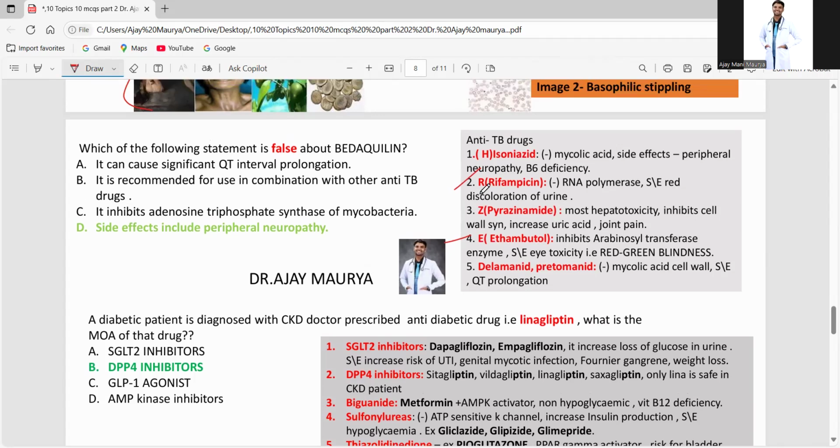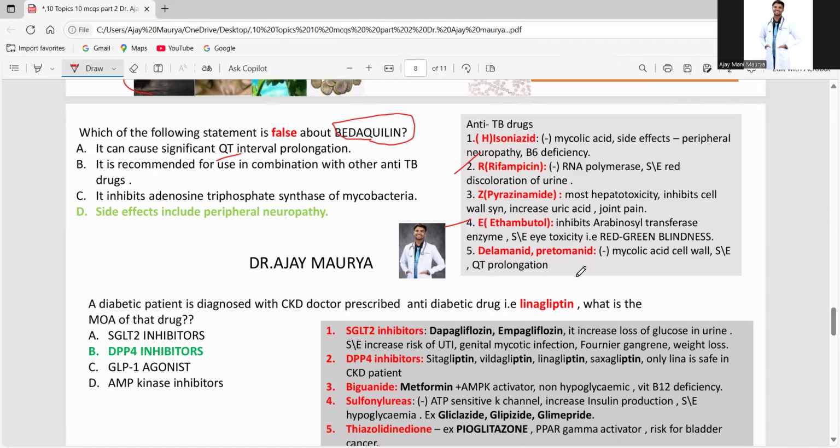Okay, remember bedaquiline. What is the mechanism of action? Bedaquiline inhibits ATP synthase. Remember, it causes QT prolongation. Also remember delamanid and pretomanid. They also cause QT prolongation as a side effect and inhibit mycolic acid synthesis. That's what you have to remember.